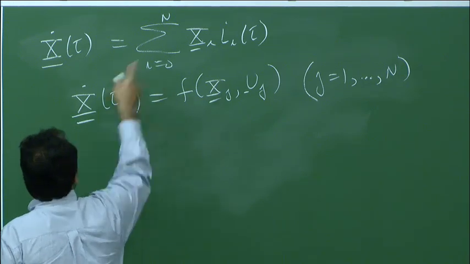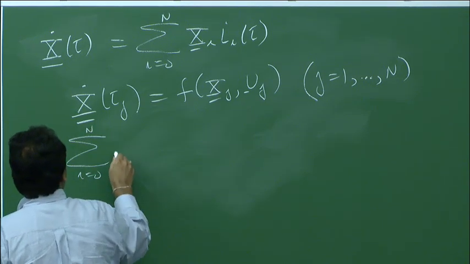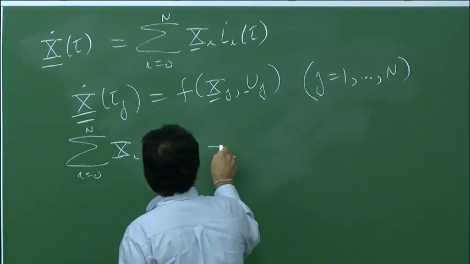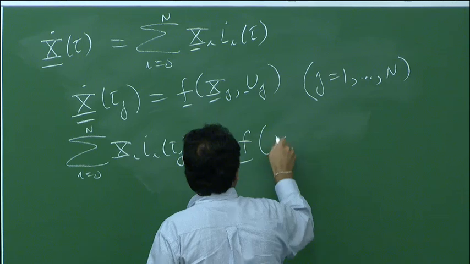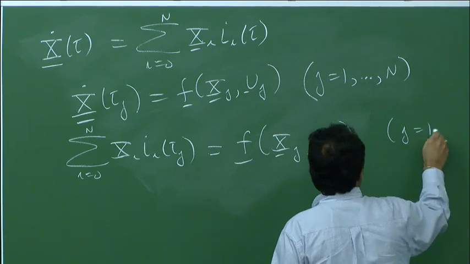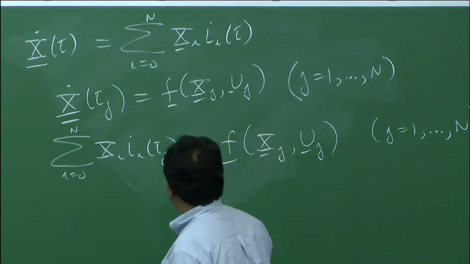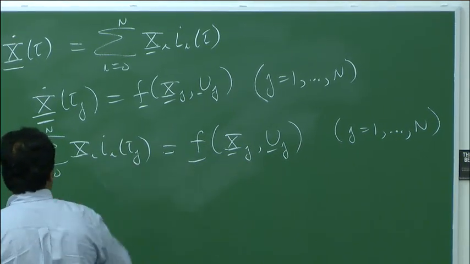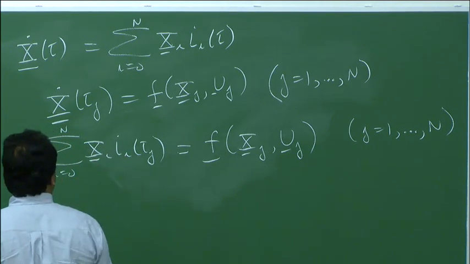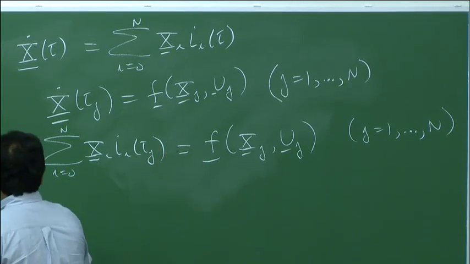So if we put this in here, we get the sum from i equals 0 to n of x_i L_i dot of tau_j equal to f of x_j, u_j, for j equals 1 up to n. When we put this all together, the matrix L_i dot of tau_j, these coefficients, becomes the differentiation matrix. When we write this in derivative form, assuming all of the quantities are row vectors, we get a system that looks like this.